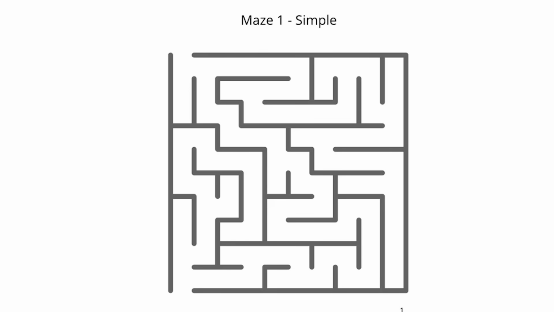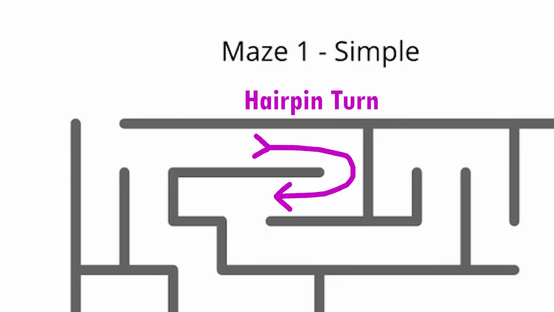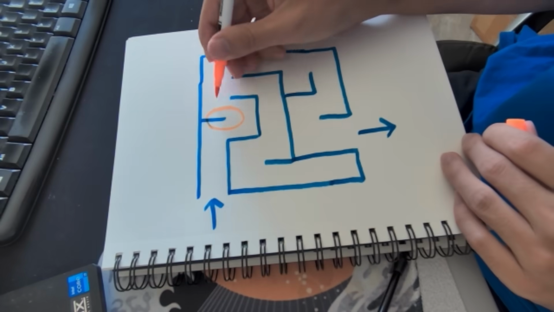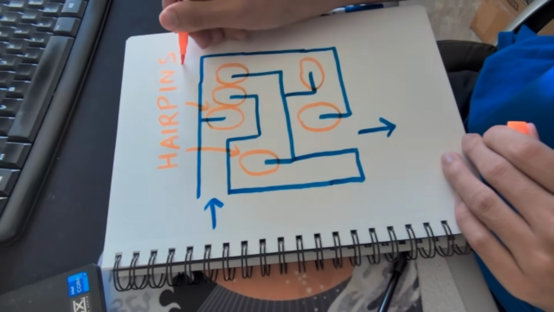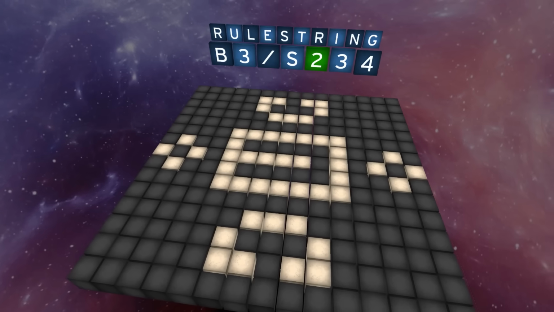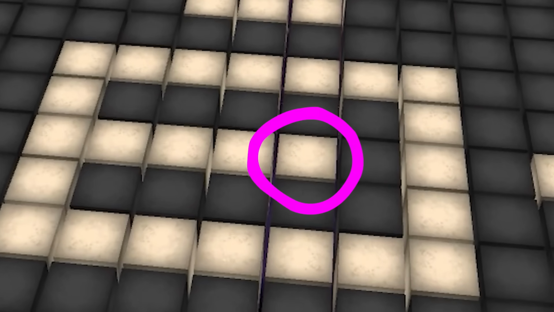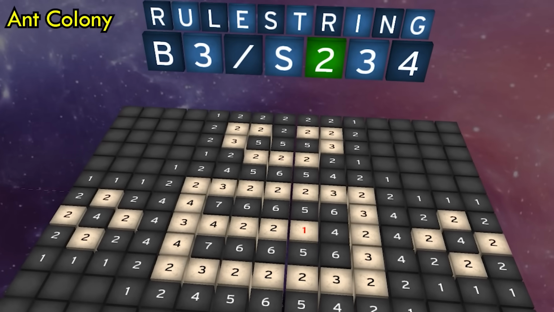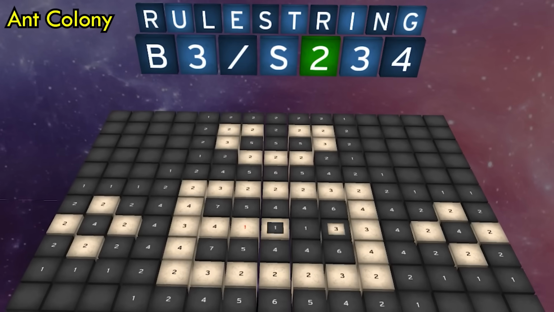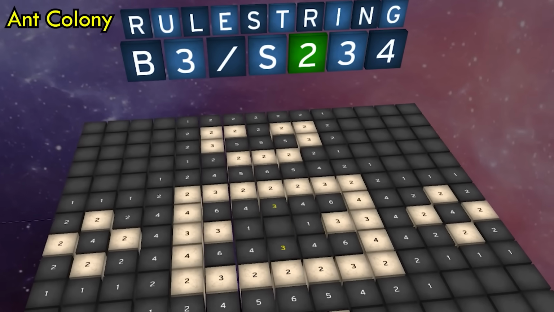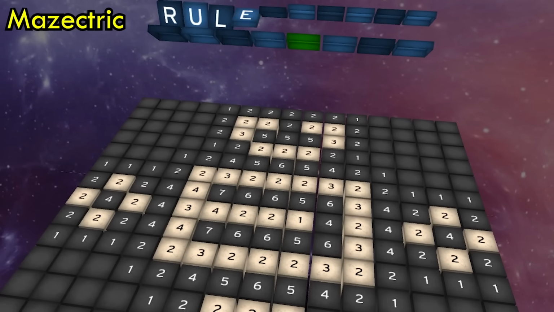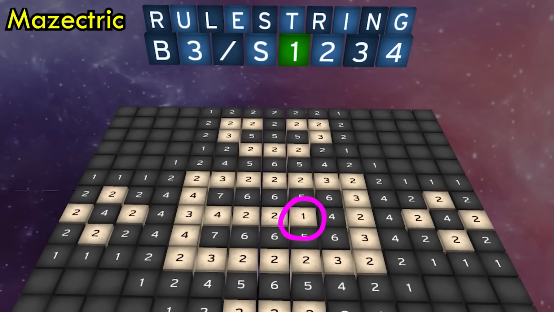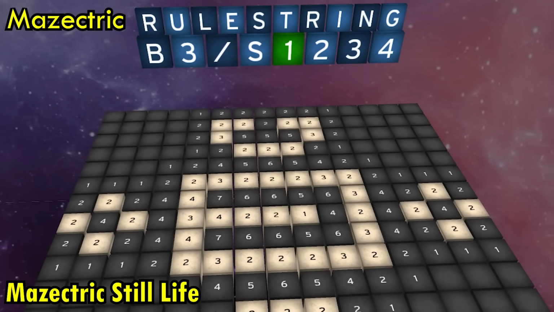Well, to answer that, let's look at a classic formation within mazes known as the hairpin turn. If you try drawing a maze right now, you'll find it's basically impossible to avoid including hairpins everywhere. When a hairpin turn appears in a lifelike universe, it features this cell at the end of a wall, known as a dangler, dingleberry, or inverted dead end. Following Ant Colony's rules, with 1 neighbor the dangler dies, and instead of a stable maze, we get a humiliating oscillator. But instead following Mazectric's more lenient survival rules of S1234, the dangler lives, giving us a Mazectric still life.